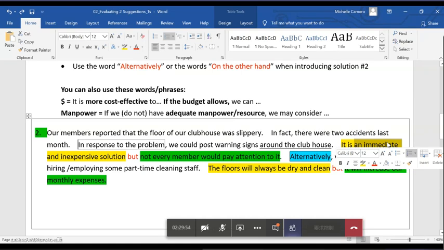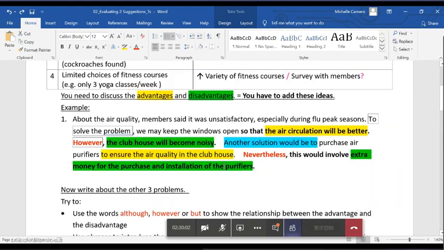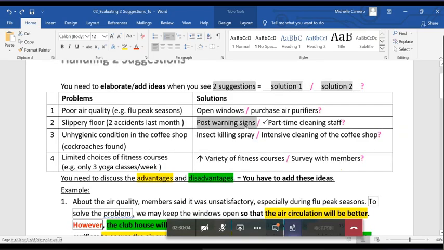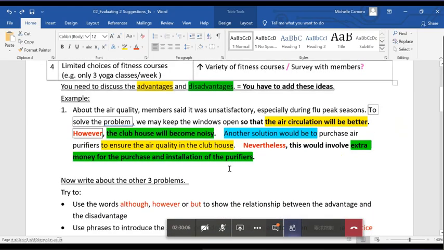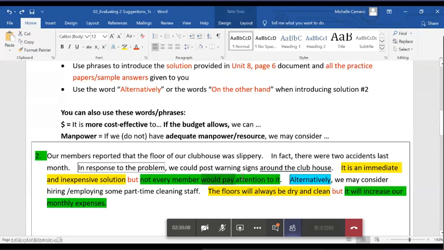So when they say it's an immediate solution, that means something you can do right now. It's very easy and fast to fix the problem. And it's also inexpensive. That's the advantage. But not every member would pay attention to it, because sometimes, when you post a warning sign or when you post any kind of sign, the disadvantage is some people won't pay attention to it. They won't notice it. They won't focus on it. Okay. And they use the word but to show the relationship between the advantage and disadvantage.